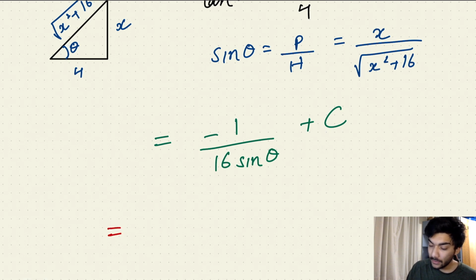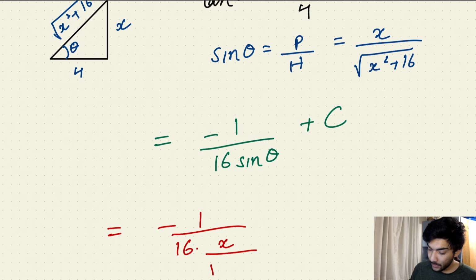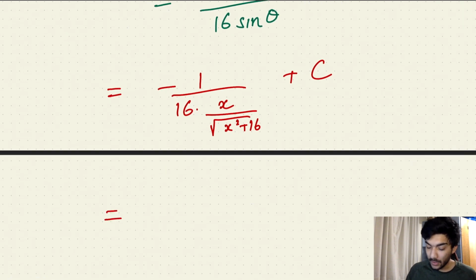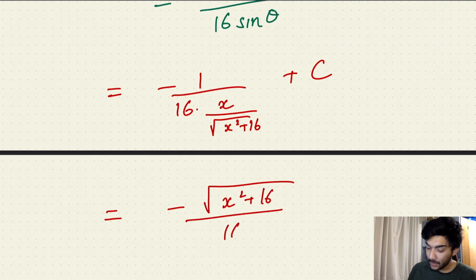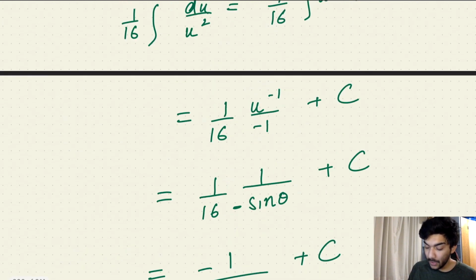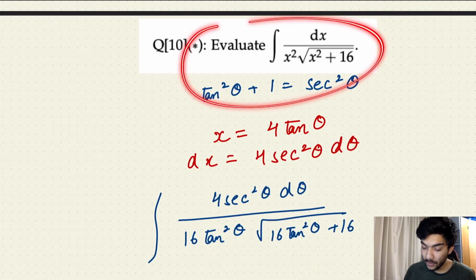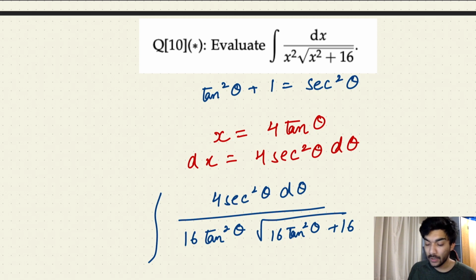So your answer would be simply minus 1 by 16 times x upon under root x square plus 16 plus the constant of integration. And now if you want to further simplify it, it would simply be minus under root x square plus 16 upon 16x plus the constant of integration, right? So this would be your final answer to the integral of this expression over here, right?